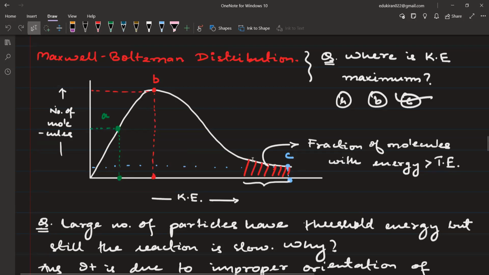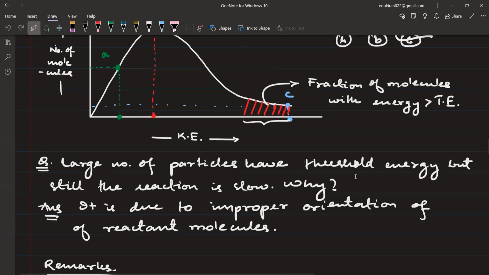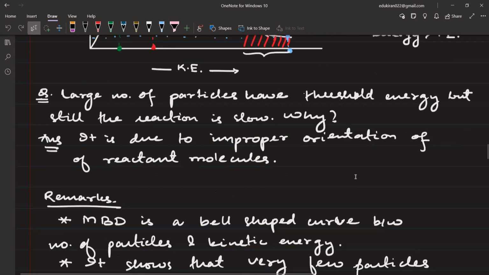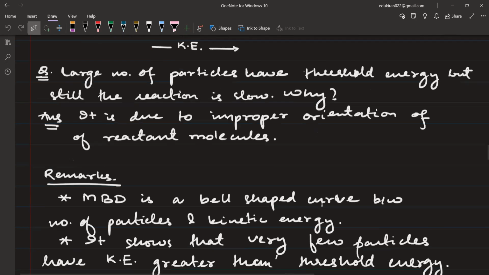We saw that we have very few molecules with a very high energy, greater than the threshold energy. But if all the molecules had energy greater than the threshold energy, it would not be very productive, because with a very large number of very fast molecules, the orientation will not be good, and that is why we will not get any effective collision.